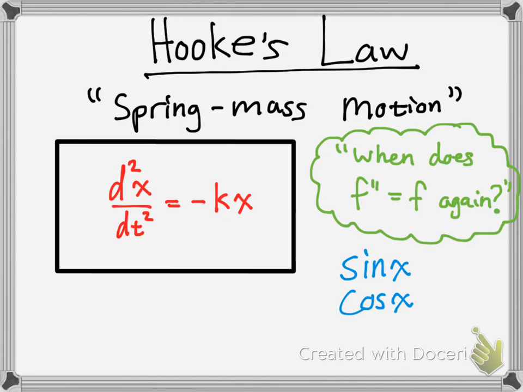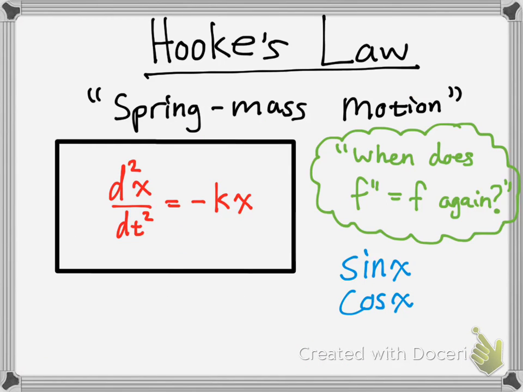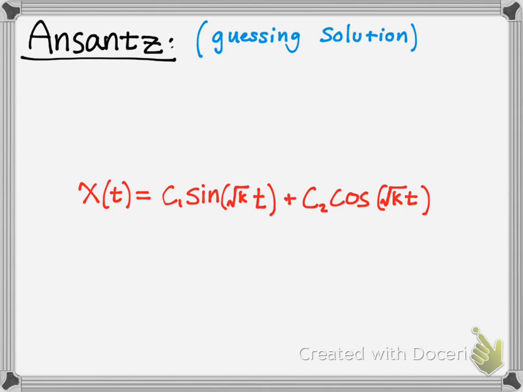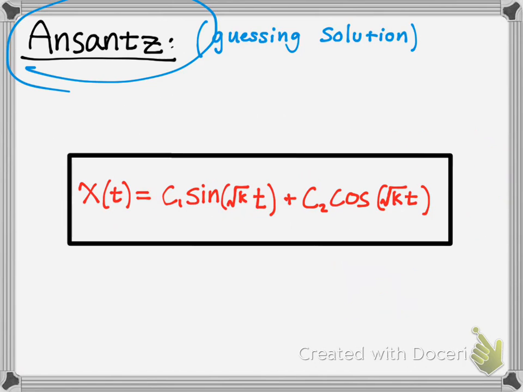Let me give a little bit of explanation on that. That's where this circle comes from, sine and cosine, because sine squared plus cosine squared equals 1, things like that. So you get the top half of the circle, the bottom half, and yeah, okay. So this is what's known as a guessing solution, and I think it's called an ansatz. When you see a problem similar to this, you're going to want to use this when solving.